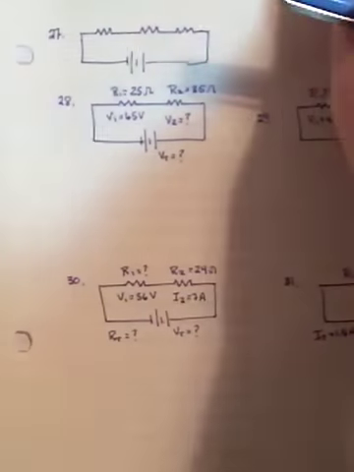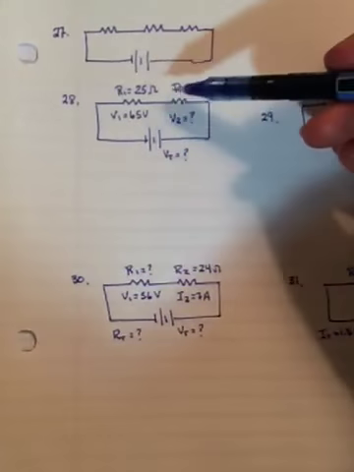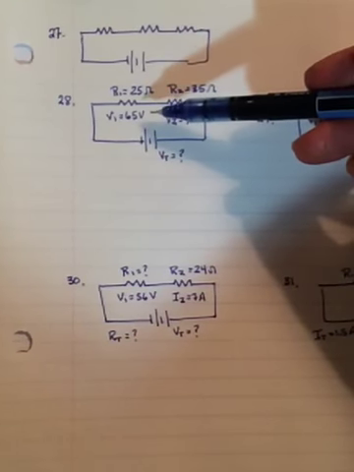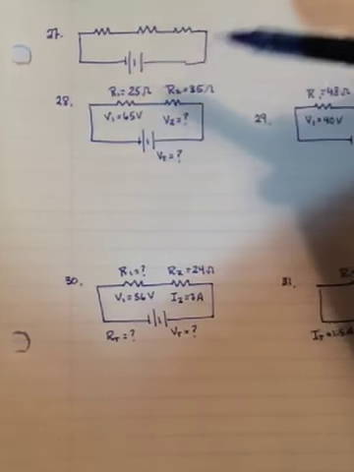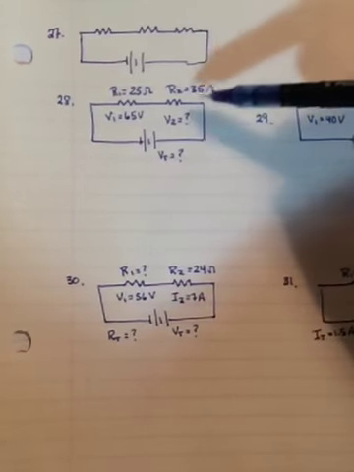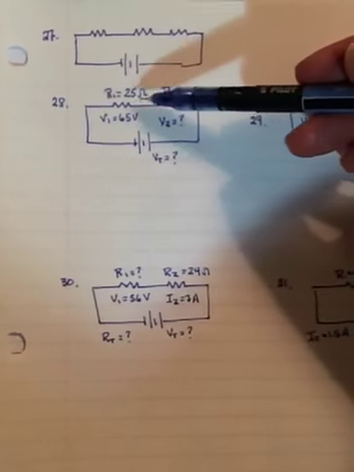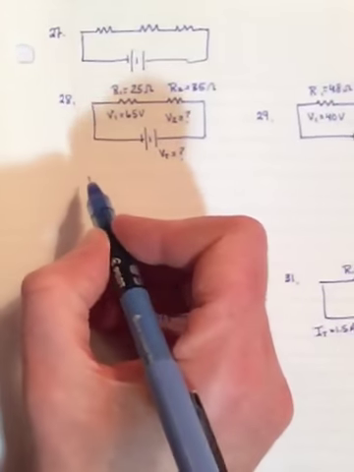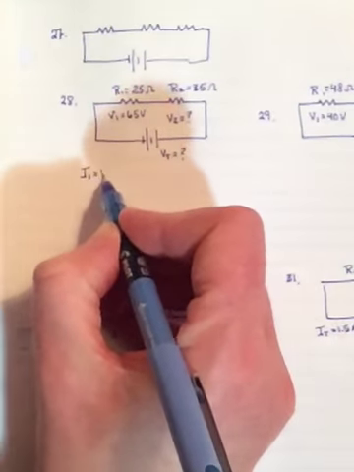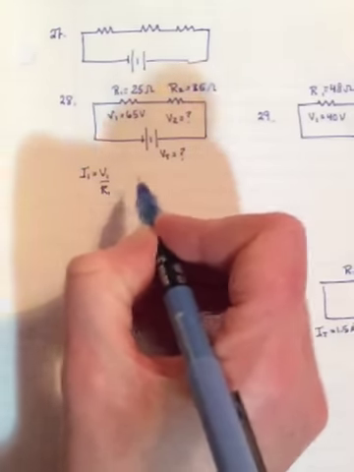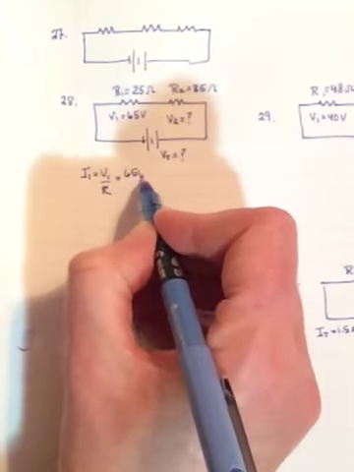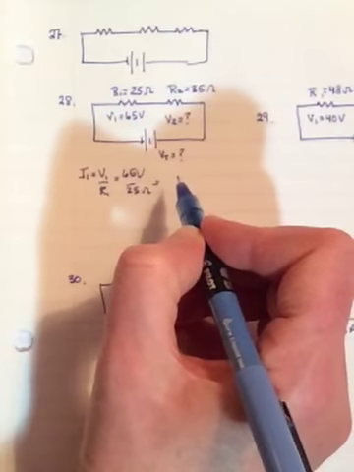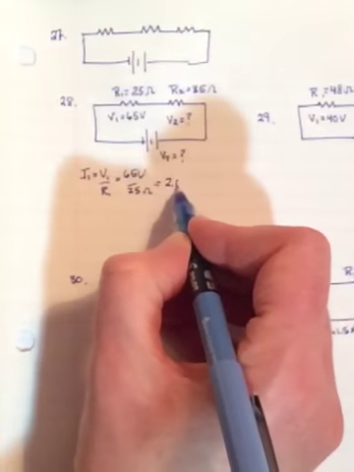So number 28 says two loads, 25 and 35 ohms each. One of them has a 65 volt potential across it, and it wants to know what's the potential difference across the second one. So from our R1 and our V1, we can find our I1. So I1 is just going to equal V1 over R1. So 65 volts over 25 ohms. And when you divide that out, you should get 2.6 amps.